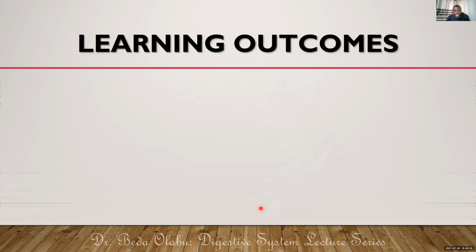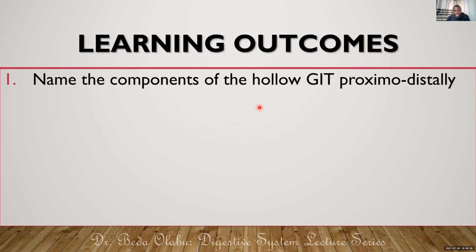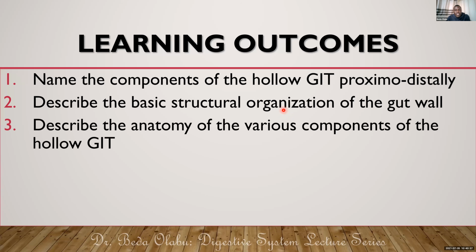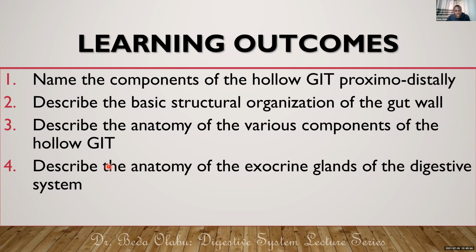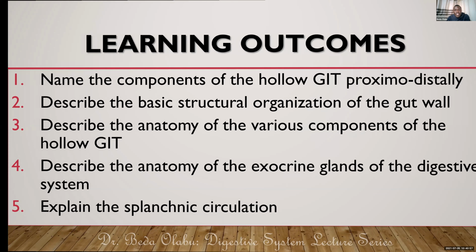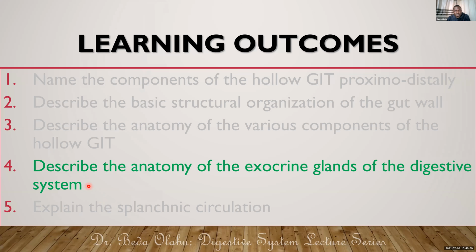In our lecture outcomes, we've already talked about the components of the holoGIT proximal-distally. We've also talked about the histology of the gut wall. We've described the anatomy of the different parts of the gut, basically. And so today we are at objective number 4, and we're also going to achieve objective number 5. Let's start with objective number 4.